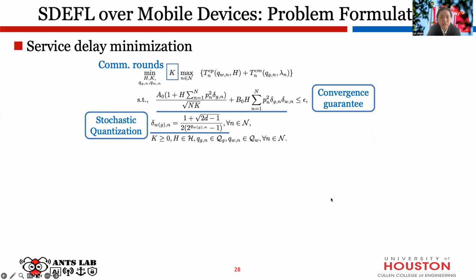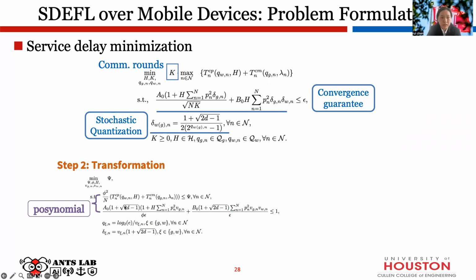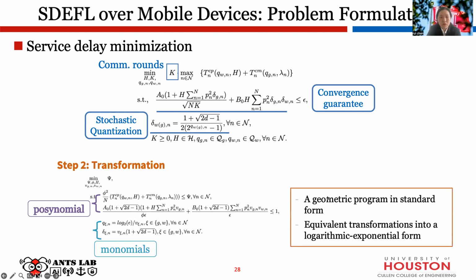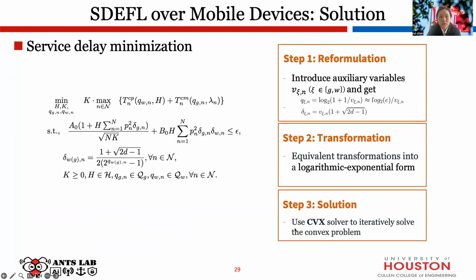By further examining this reformulated problem, we actually find that all the inequality constraints satisfy the polynomial terms. And the equality constraint actually is the monomial terms, and the objective is also the monomial terms as well. So the problem actually satisfies the geometric programming standard form, and then we can equivalently transform the problem into a log exponential form, which is a convex problem. And then we were using the CVX solver to iteratively solve the convex problem to derive the feasible solution.